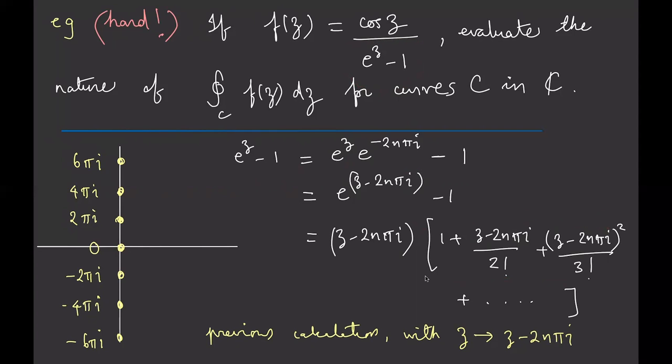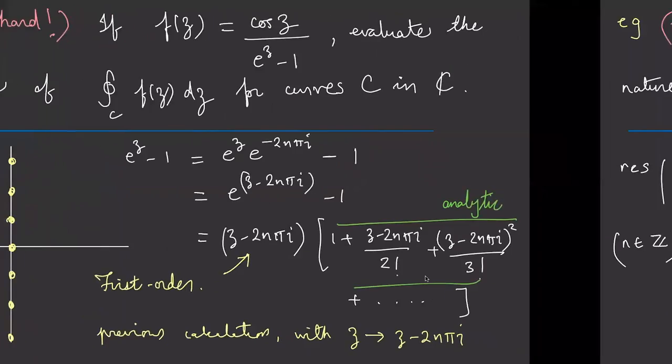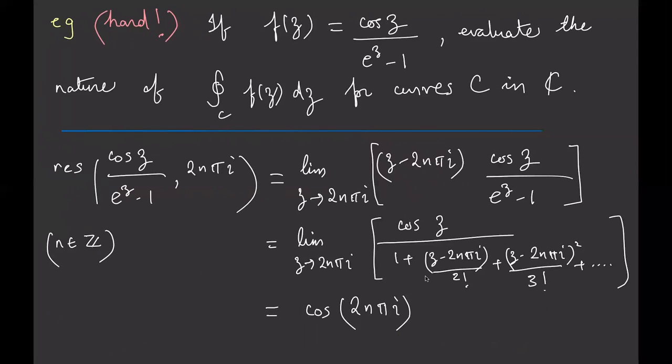So that gets closer and closer to 1. So it's a first order pole. Every single one of these that you see here is a first order pole. Right, so it's just the previous calculation with z replaced with z minus 2n pi I. What about the residue? So let's look at the residue.